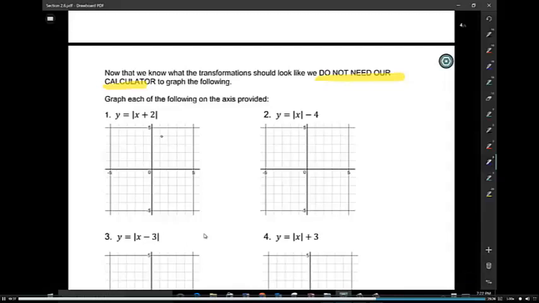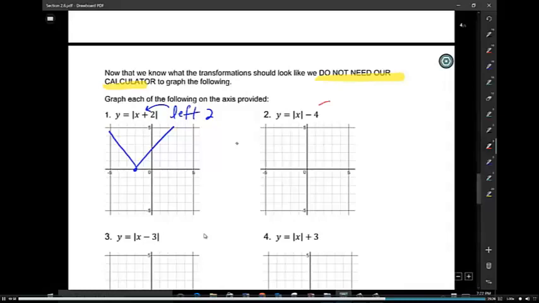Remember, if it's on the inside, right? So we're on the inside, it's right or left. And so plus, to me, it seems like it should be to the right, and it's the opposite, so it's actually to the left. So this one, we're going to go to the left 2 units. So instead of starting right here at the origin, I'm going to be over here at the left 2 units. It's still the basic shape of the graph, right? Just to the left 2 units. And it's that quick. That's how fast you can do the graph. Okay? So take a look at this one.